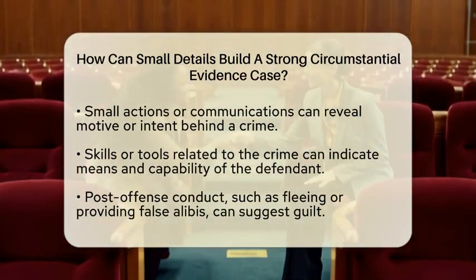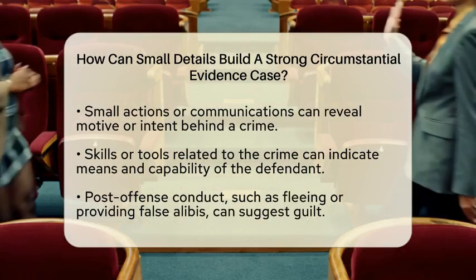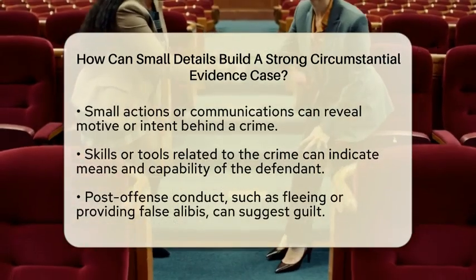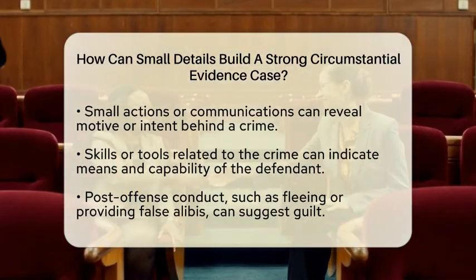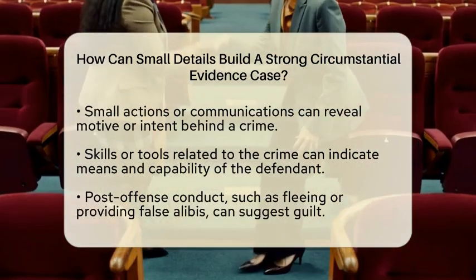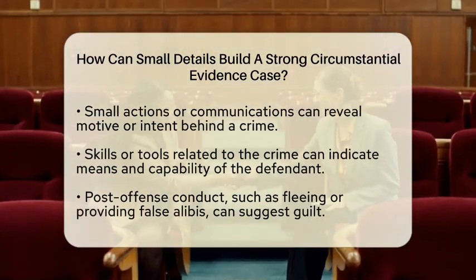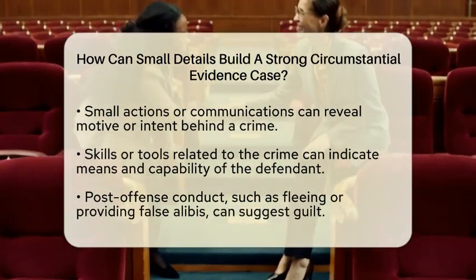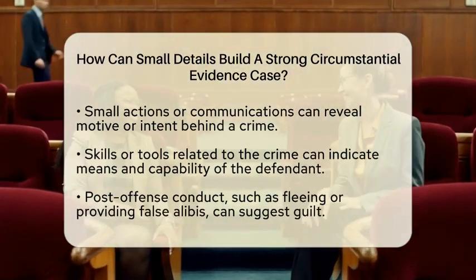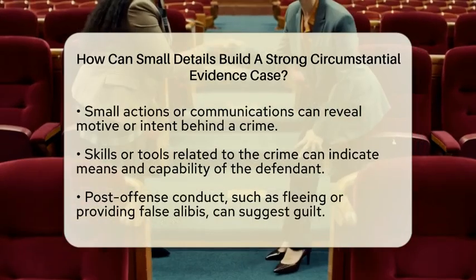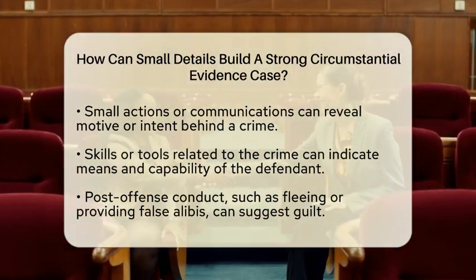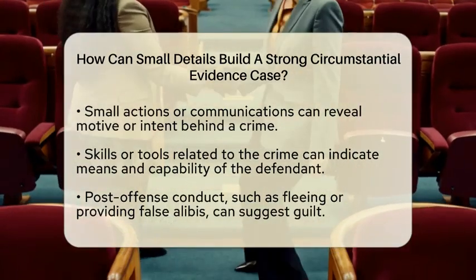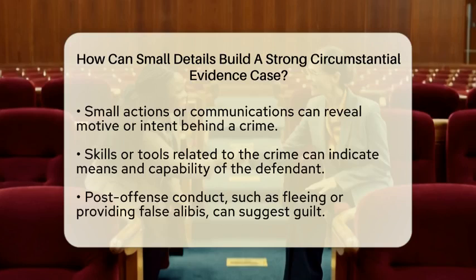Next, small details can show motive or intent. Minor actions or communications, like hostile messages or suspicious timing, can indicate why someone might commit a crime. These small behaviors can be telling. Additionally, details about skills or tools can demonstrate means and capability. If a defendant has access to specific tools or skills related to the crime, it adds to the case against them.